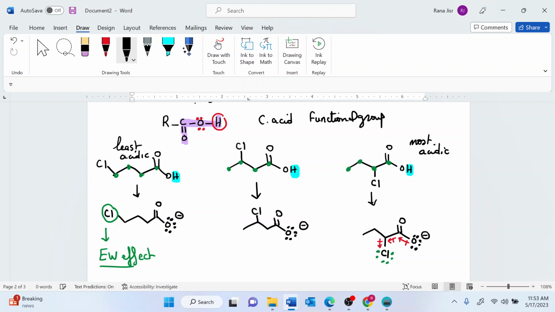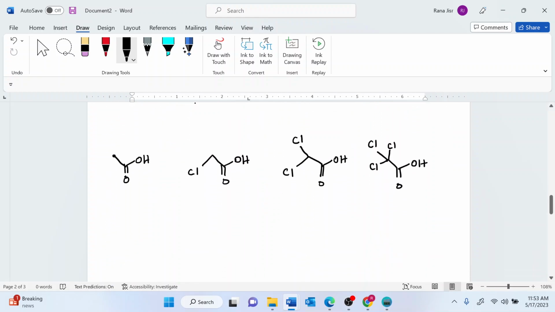Let's have another example. In this example, I'm still having a carboxylic acid. So let's highlight our acidic hydrogen. All of these hydrogens are connected to the oxygen. So now I'm going to go ahead and look at the inductive effect. Again, change each one of those into the conjugate base and check the stability of the conjugate base.